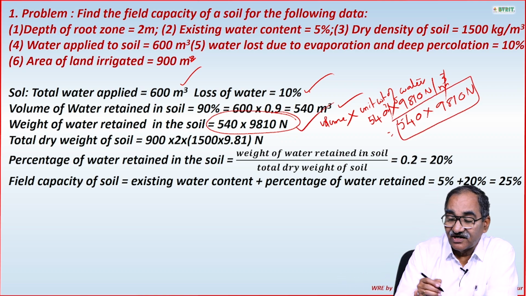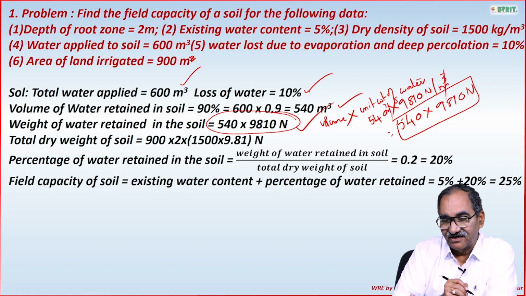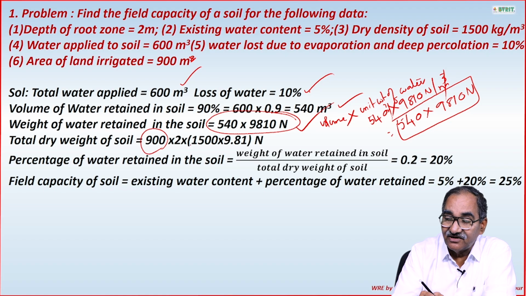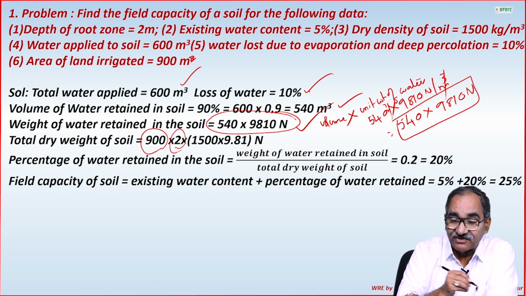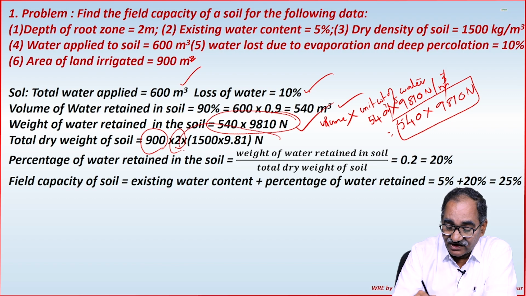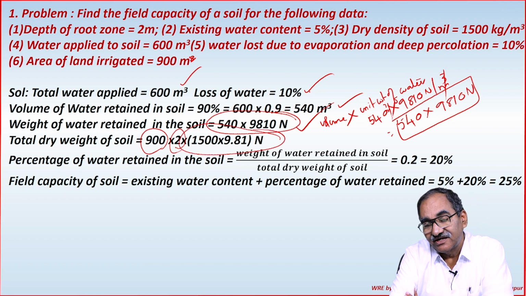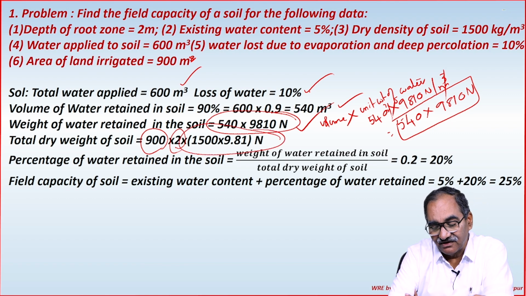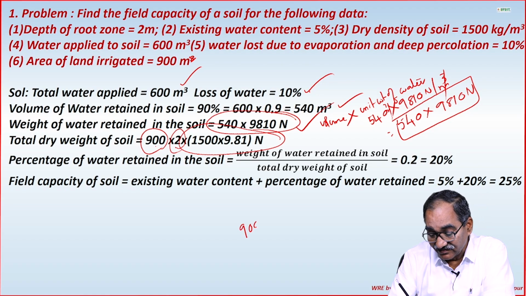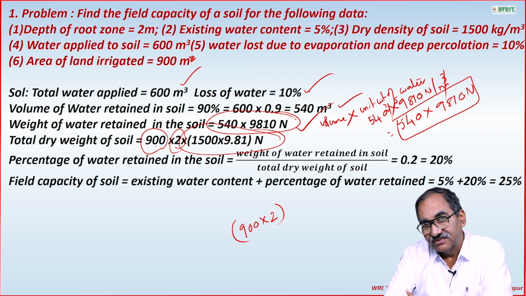Then what is the total dry weight of the soil actually? Total dry weight of the soil. Soil area is how much? 900 meter square into how much is the depth of the soil? 2 meters he has given. And how do you get the weight? First you get 900 into 2, area into depth. This gives you the volume.